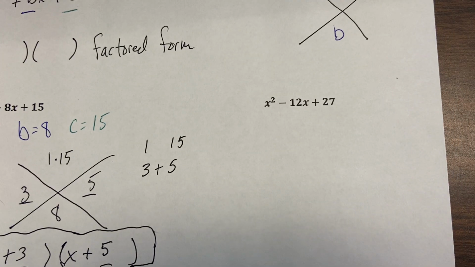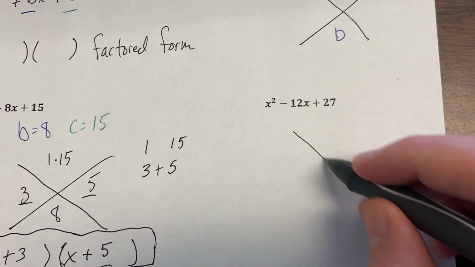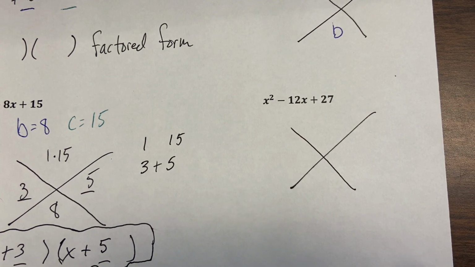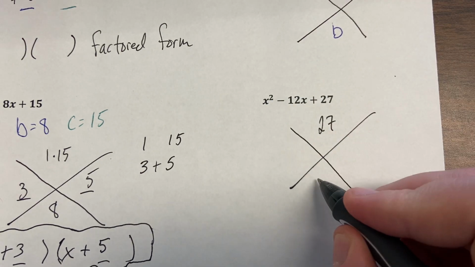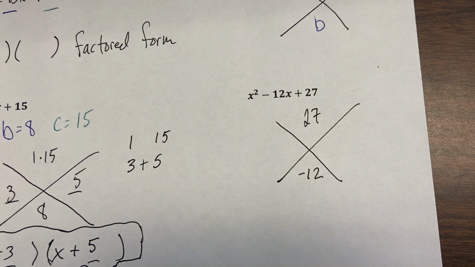Again, I'm not going to go through all of those steps again. Some of them you should be able to identify. Let's just jump into the diamond. Again, the diamond is A times C, so we've got a 27. The B value goes down. Now we have a negative 12.